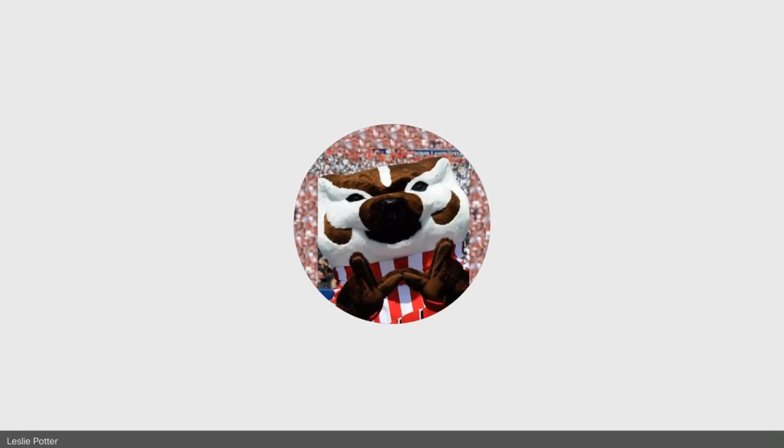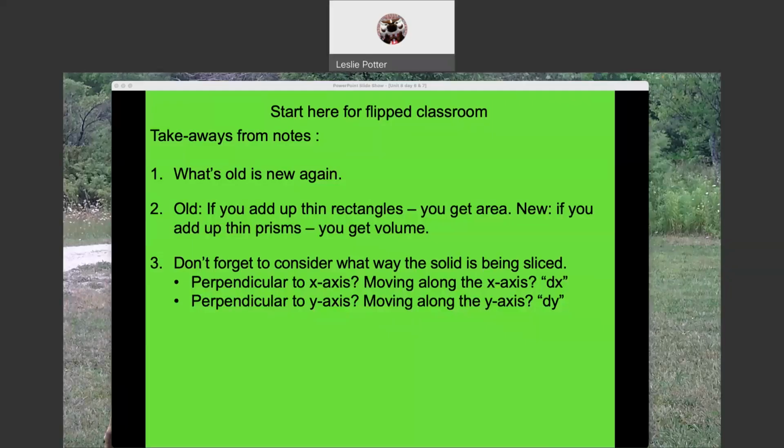Okay, so today is day 6, and it's our first exposure, I guess you could say, to creating three-dimensional shapes. So today we're looking at volumes by cross section.